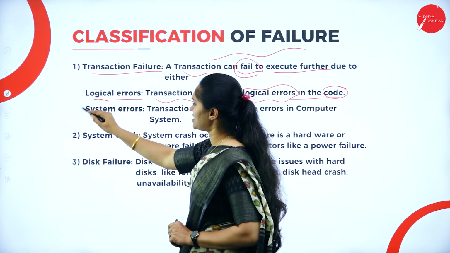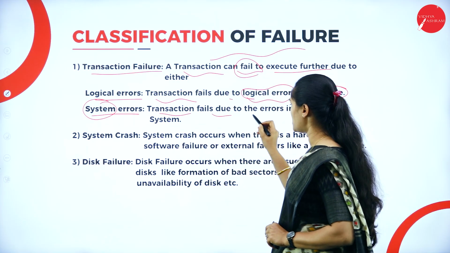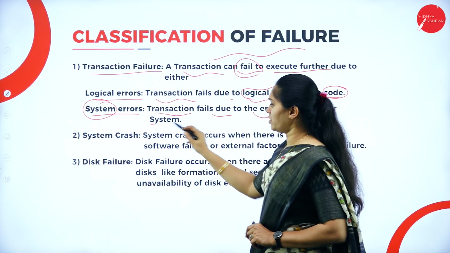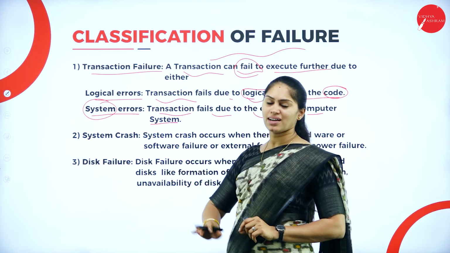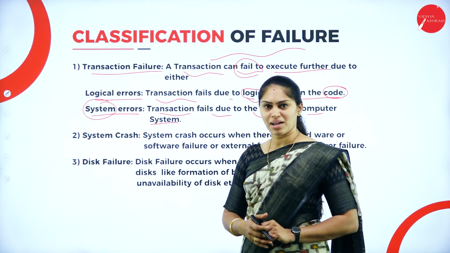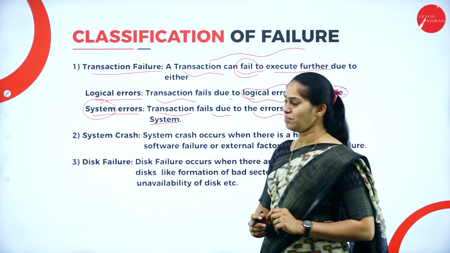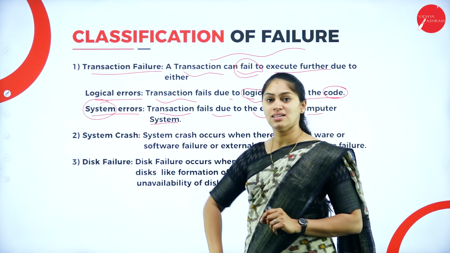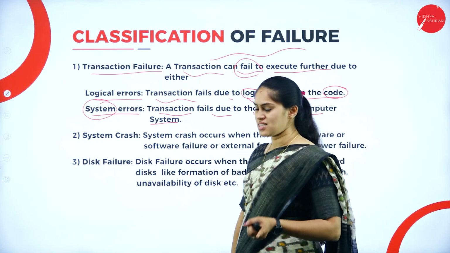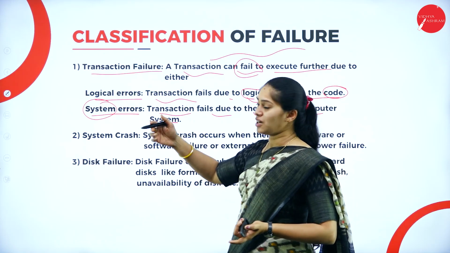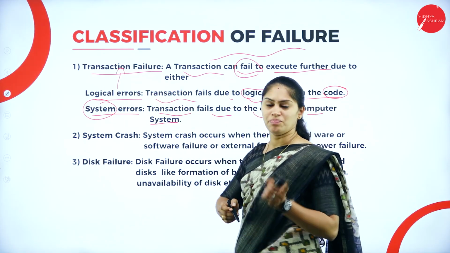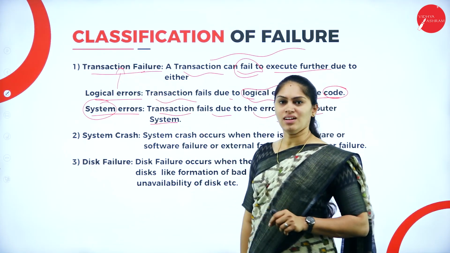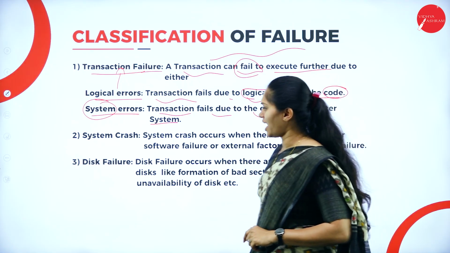But what about a system error? The transaction fails due to errors in the computer system. So, when there is a bug in the computer system or there are some failures in the computer system, then we can consider that a system error. Whether system error or logical error, it will affect the transaction, and then there will be a transaction failure. Then what could be one more classification?